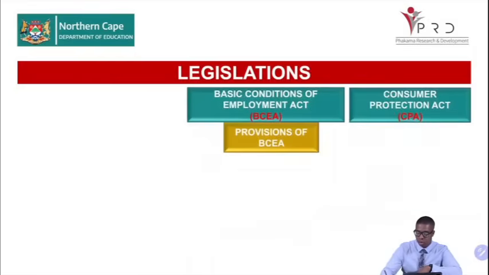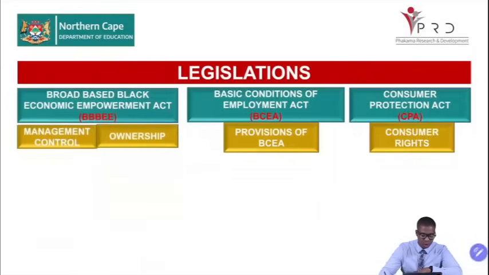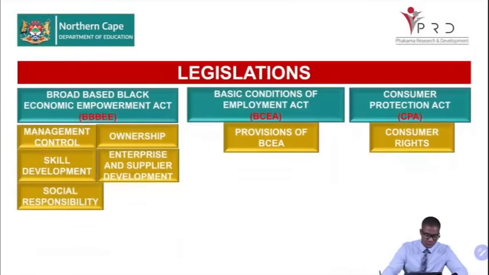Then we also have Consumer Protection Act, where we would say you should know how to identify the consumer rights according to the Consumer Protection Act. Then you should also know the Broad-Based Black Economic Empowerment Act, because you have the pillars there, which is your management control, ownership, together with the skills development and enterprise and supply development, and the last one being social responsibility.